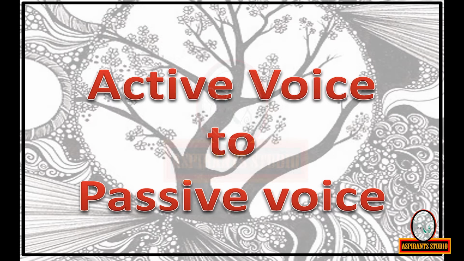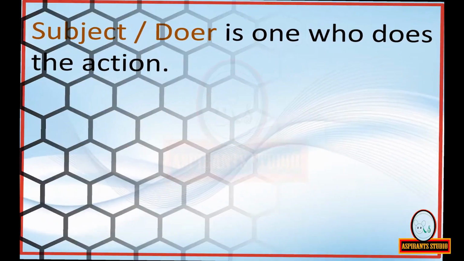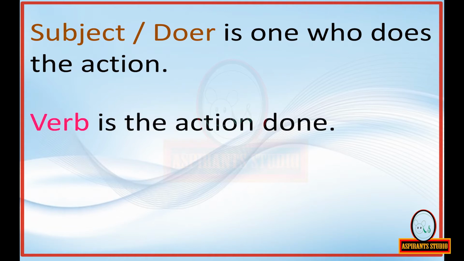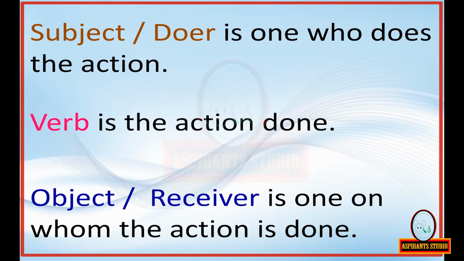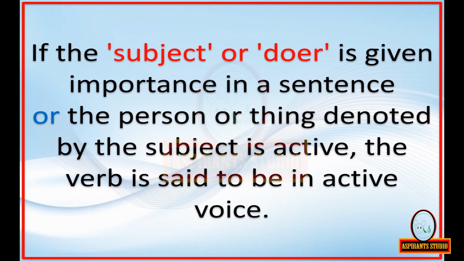Active to passive voice. Subject or doer is one who does the action. Verb is the action done. Object or receiver is one on whom the action is done. If the subject or doer is given importance in a sentence, or the person or thing denoted by the subject is active, the verb is said to be in active voice.